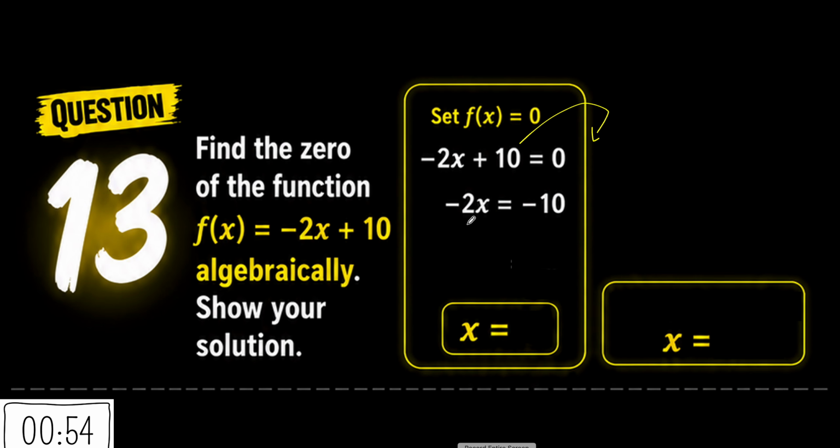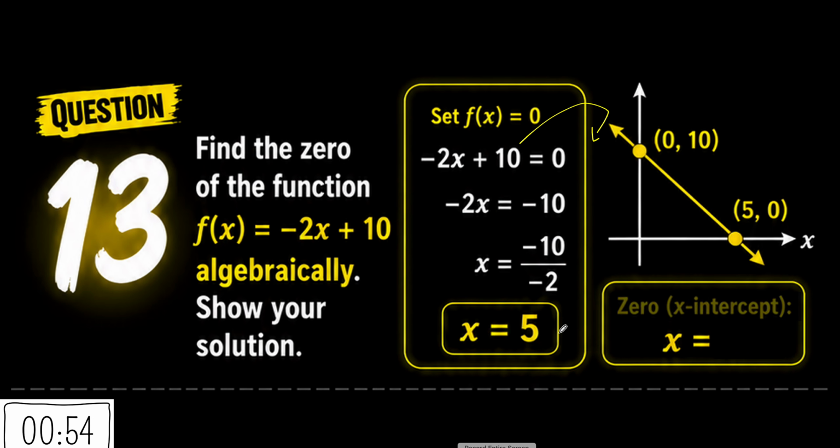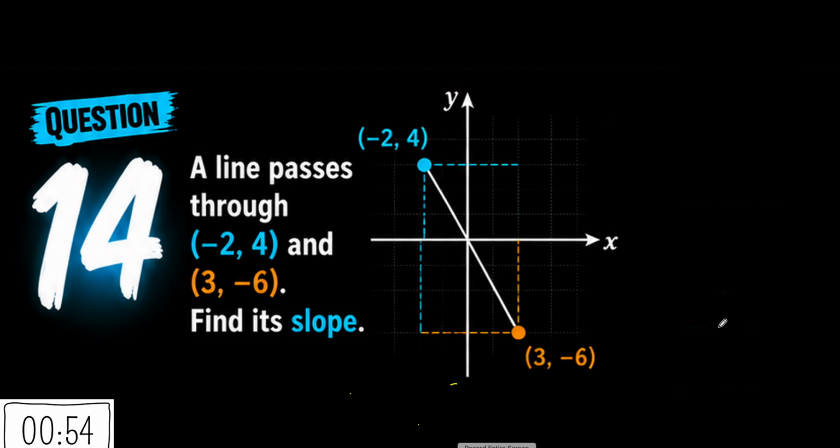So, divided both sides by negative 2 will give us x is equal to, na-isolate na yung x, negative 10 over negative 2. Dividing these two numbers, same negative, negative 10 divided by negative 2, that is going to be positive 5. And x is equal to positive 5. Again, our 0 or x-intercept is x equals 5. Sige. By the way, sa graph, ito yun ha. Ito yun.